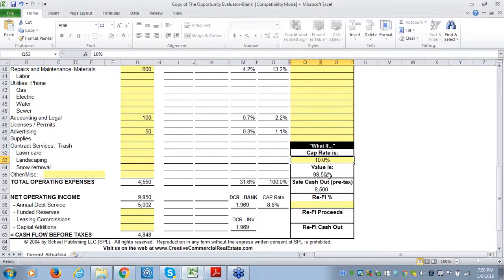What if your value is $98,500, your cap rate is 10%, and your cash out at a sale is $8,500. This is all hypothetical stuff, and to be honest with you, I don't plug these numbers in. That's why I don't like them. I don't use them. I like using my own numbers. You can use that if you want. But what they're saying here is if you were to sell under these circumstances, what can you reasonably expect in a cash out? In this case, it's $8,500.